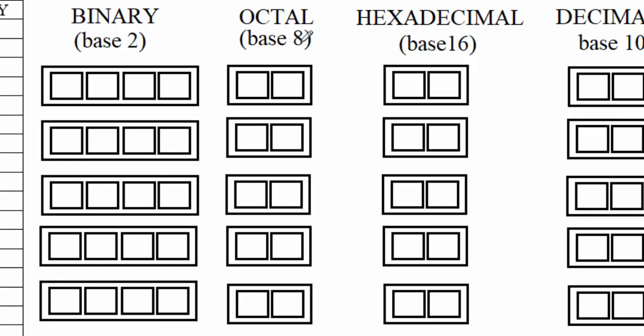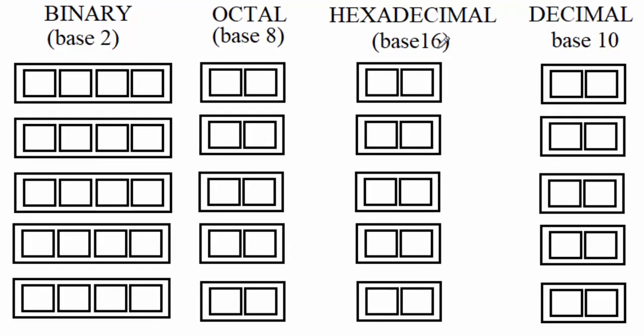Base 8 can only have 8 values, so it's 0 to 7, because 0 is inclusive. If you count 0, 1, 2, 3 up to 7, it's 8. For 16 it's 0 to 15. From 10 to 15 we have A to F. For decimal we have 0 to 9, so 10 values. So let's go to the decimal number and I'll explain what I'm trying to demonstrate.